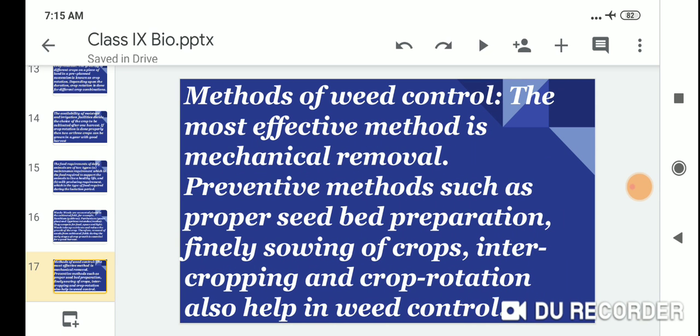Methods of weed control. The most effective method is mechanical removal. Preventive methods such as proper seedbed preparation, timely sowing of the crop, intercropping, and crop rotation also help in weed control.